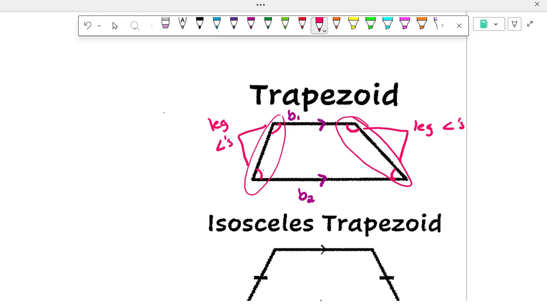And then what they're talking about with the median. So a median is just, if you were to take the height of the trapezoid, this would be your median. And that's how you would do the first base plus the second base's length divided by 2.